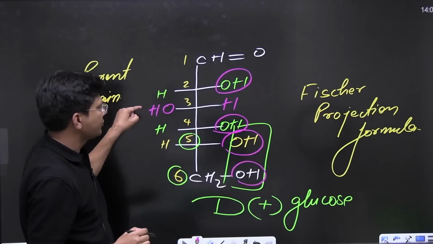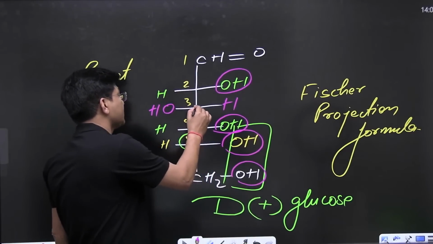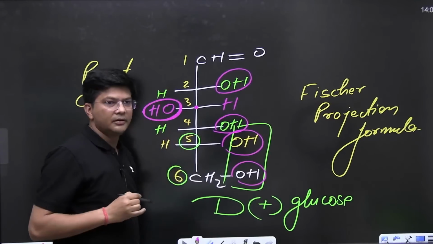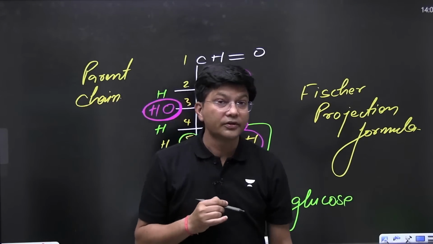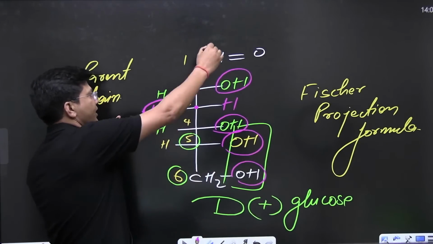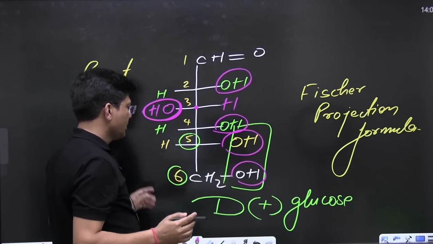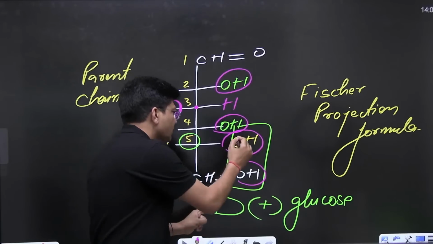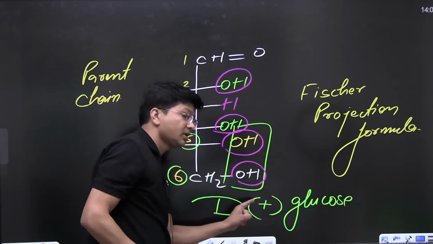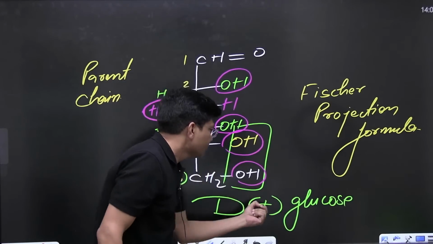Only this hydroxyl group is on the left-hand side. Remember that on the third carbon this OH will lie on the left-hand side. Is it clear to all of you or not? This OH should lie on the left-hand side, and the rest of all the OH are on the right-hand side. Now this is D, meaning the last and second-last carbon OH are on the same side. This positive means experimentally it is dextrorotatory, and this is glucose.